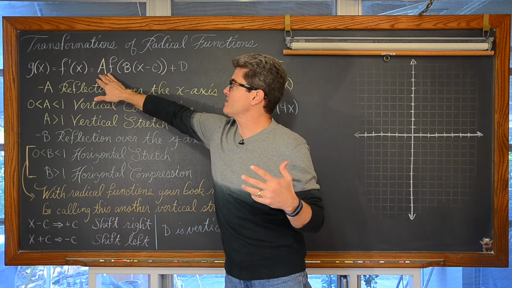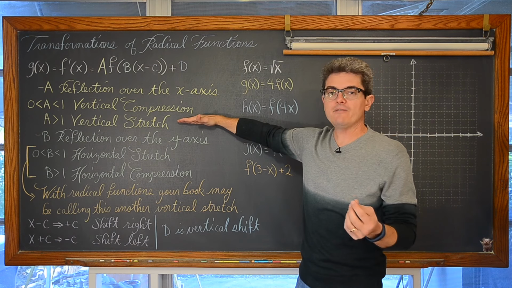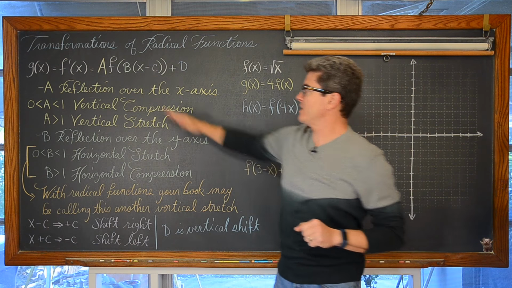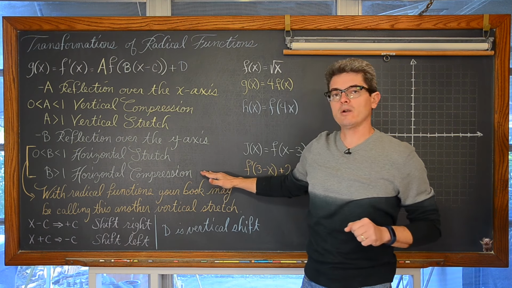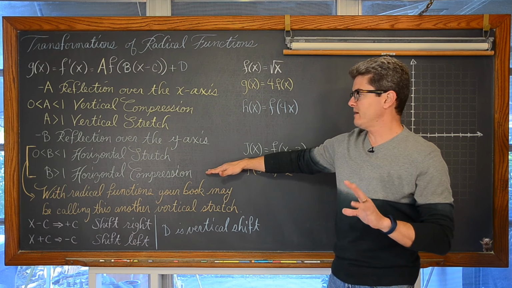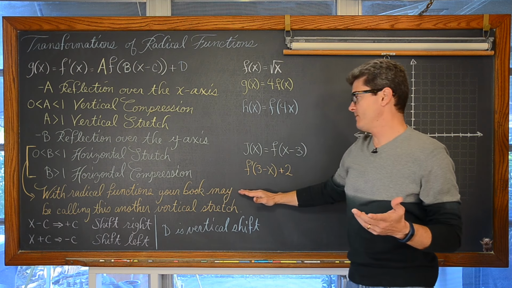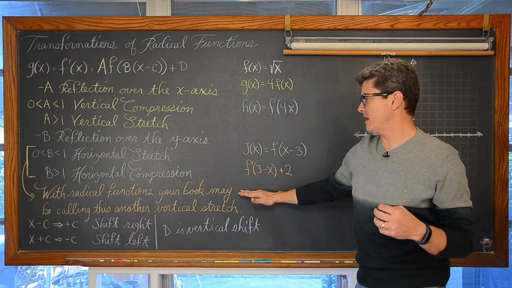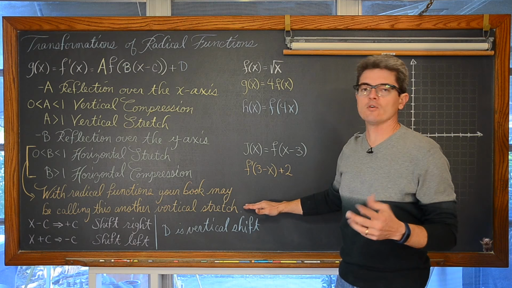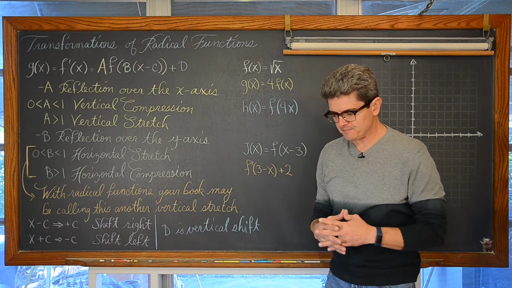multiple transformation that you have outside of the function, instead of an a value being larger than 1 being a vertical stretch, if a b value, a multiplication that's inside the math function, is greater than 1, that's going to be horizontal compression. That's going to be a little bit confusing, my explanation here, because we're dealing with square roots, and with radicals, your book may be calling this value of b sort of another version of a vertical stretch. I saw that noted in the book that I'm making notes out of.